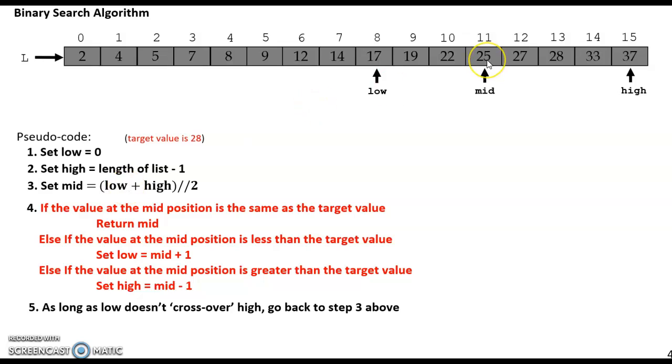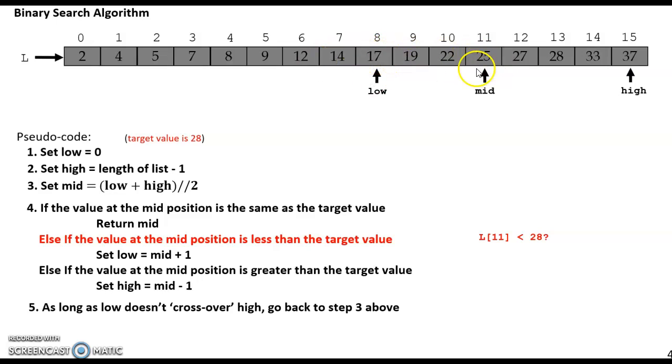So compare the value of the middle item in the data set, which is 25. We're going to compare that to our target value, which is 28. So if the value at the mid position is the same as the target value, so index position 11 in the list, which is 25, is 25 equal to 28? No, it's not. So we move on to the next check, and we say, is the value at index position 11 in the list, which is 25, is that less than 28? Yes, it is. So again, we're going to cut off the middle value and everything to the left of the data set.